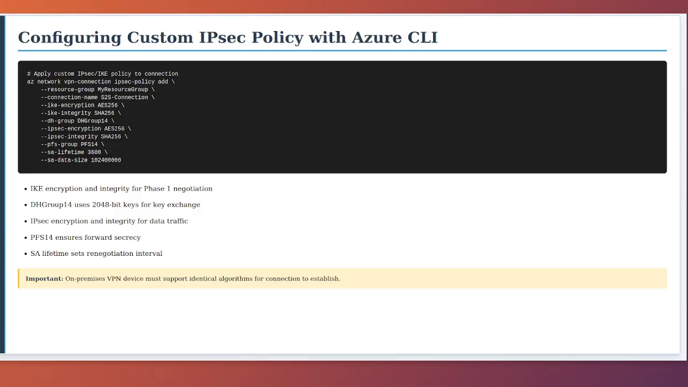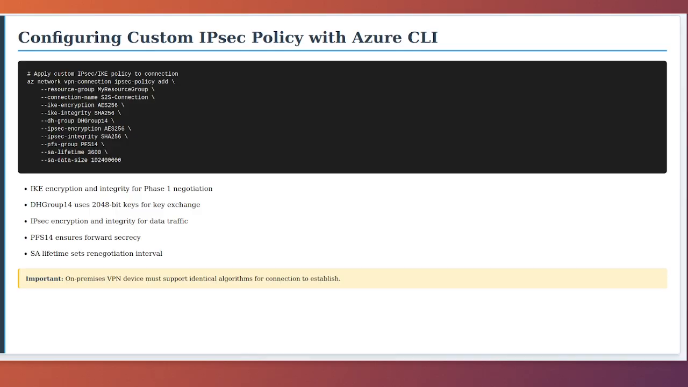The IKE encryption parameter specifies the encryption algorithm for IKE Phase 1, set here to AES-256. This means the IKE negotiation traffic itself will be encrypted using AES with a 256-bit key. AES-256 provides strong security and is widely supported by modern VPN devices.